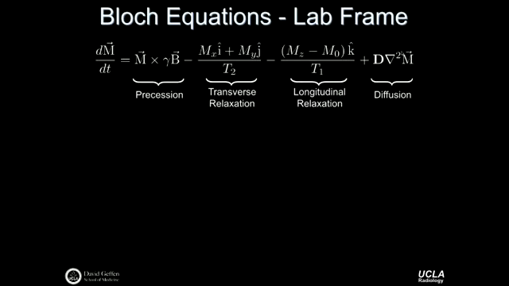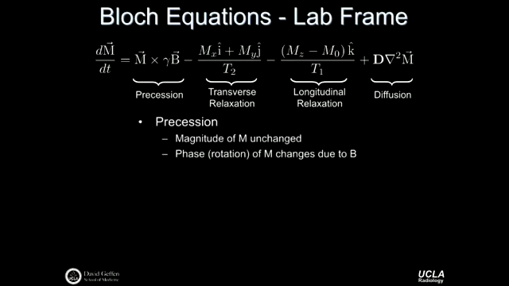We'll drop this term pretty soon, and won't revisit it unless we have time at the very end of the lecture. We know what the precessional term does. It just tells us that the magnitude of our bulk magnetization is unchanged, but it's going to change its phase, or it's going to be rotating due to some externally applied B field.